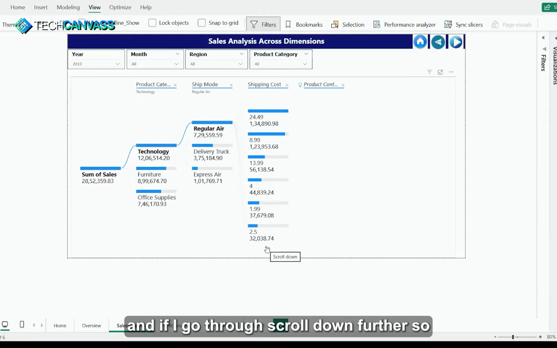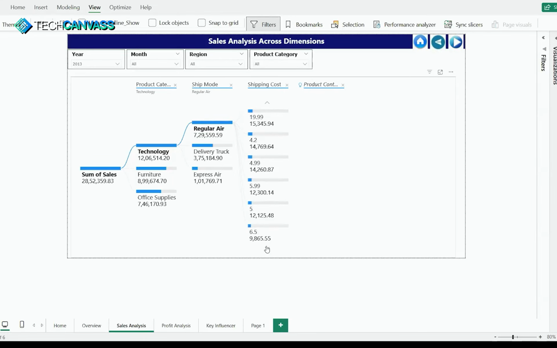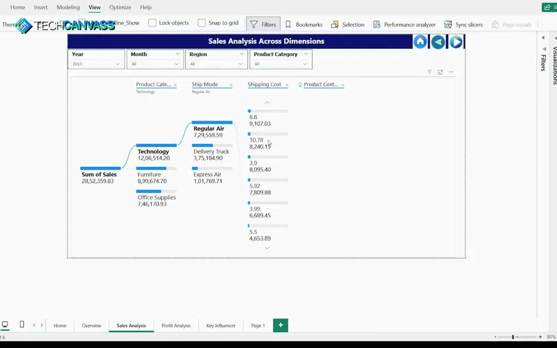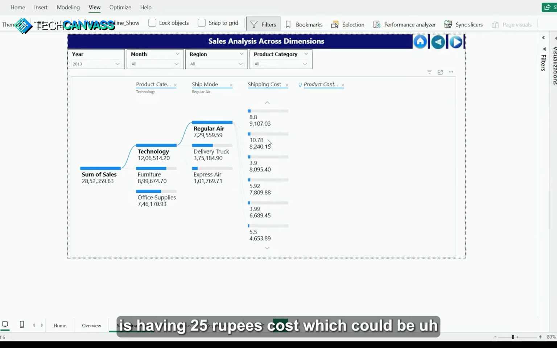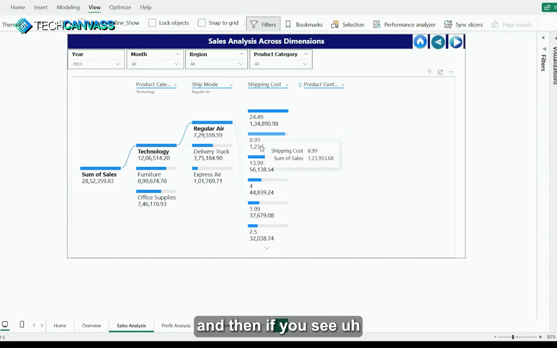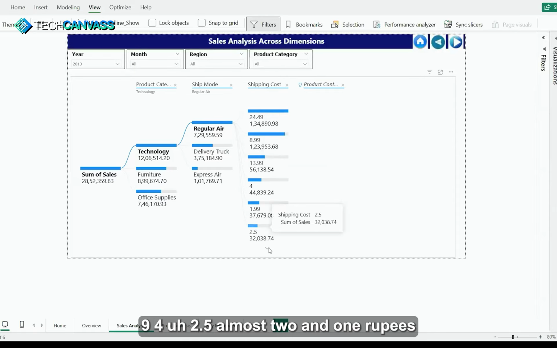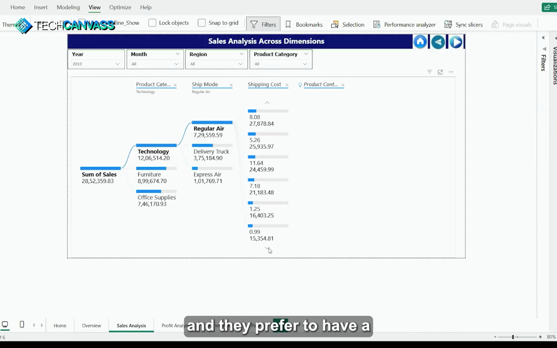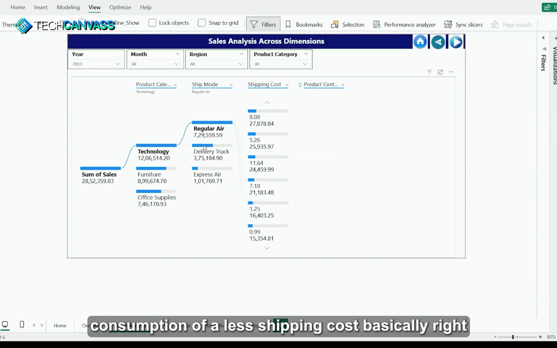And if I scroll down further, it was for almost 25 rupees. So every product which we are now shipping has a 25 rupees cost, which the corporate people would be bearing. And you can see the majority of the sale is being derived from that category. Then if you see 9, 4, 2.5, almost 2, and 1 rupee, these could be the individual users who are consuming our services, and they prefer a lower shipping cost, basically, right?